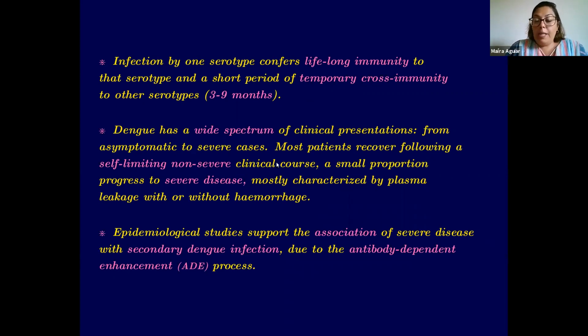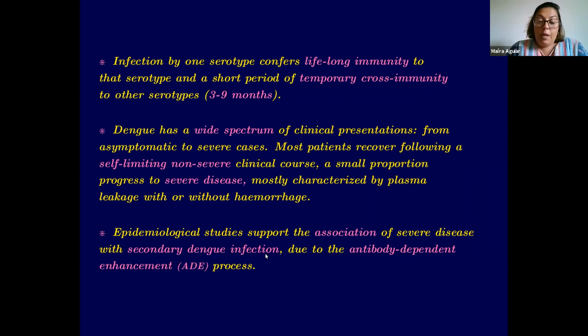So dengue has a wide spectrum of clinical presentation. Most of the primary infections are asymptomatic, but some of them can become severe cases of the disease, which is correlated with a secondary infection, and I will explain to you why. So most of the patients recover from a primary dengue infection because it's just like a flu illness. Most of them are asymptomatic, and a small proportion would then progress to severe disease, which is characterized by hemorrhagic symptoms.